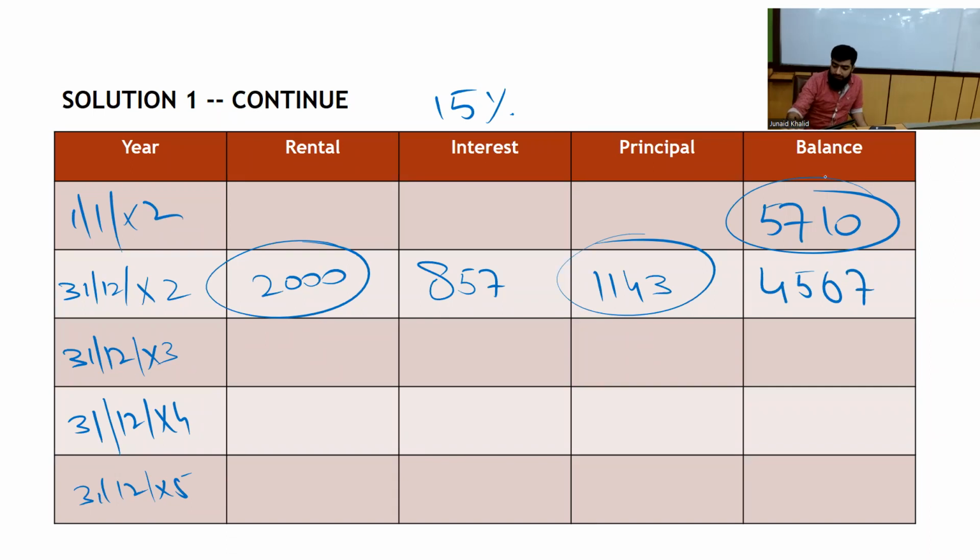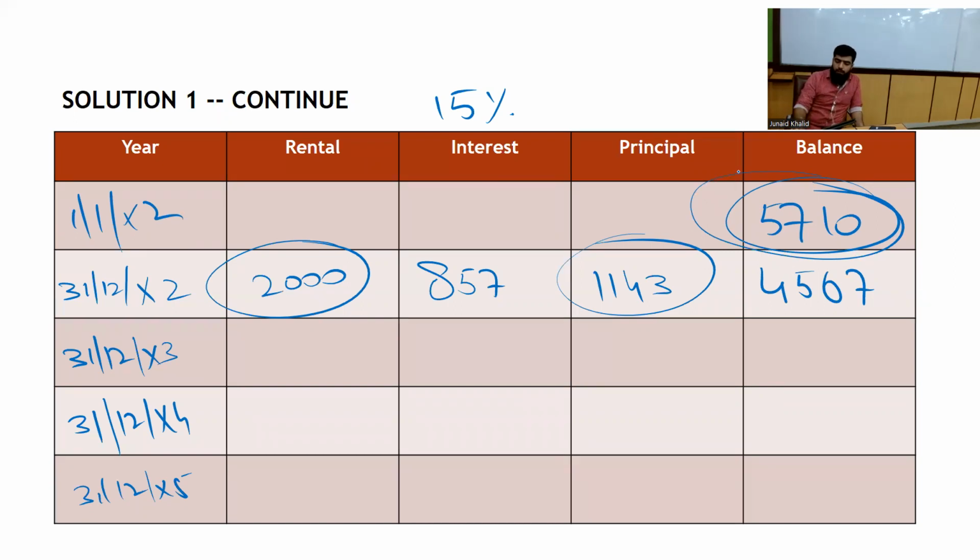One more thing: remember that 5710 is the lease liability, the lease obligation. It does not include the interest. That 5710 is exclusively the loan; its interest is not included in that amount. So out of 5710, I paid a principal or liability amount of 1143. So the remaining obligation, or the loan amount, is 4567.